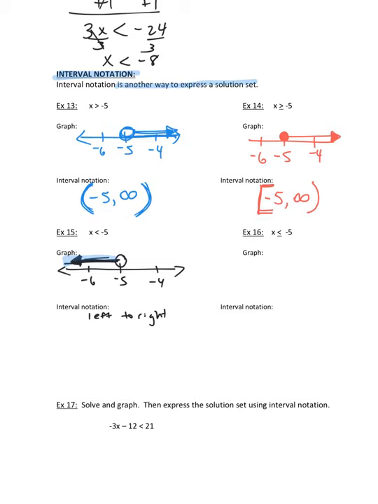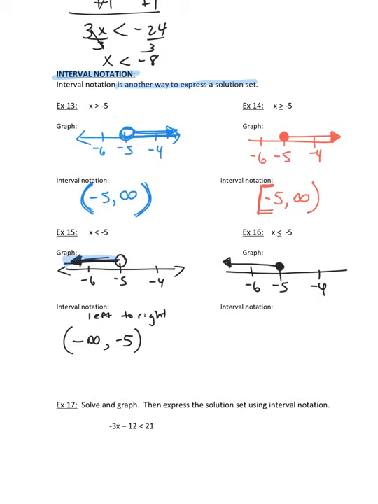So the way I show that is I write the smallest number ever is negative infinity. It's the opposite of positive infinity, all the way to comma negative 5. Not including negative 5, parentheses, not including negative infinity, because it's not a real number, parentheses. Okay, and on example 16, I have a similar example, but I have less than or equal to negative 5. So less than or equal to negative 5 is just going to be colored in. And in interval notation, x could be any number.